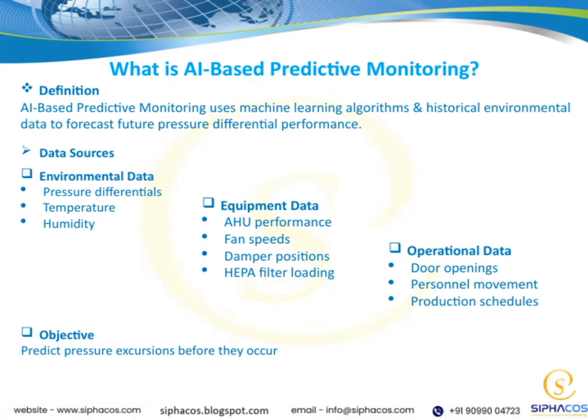Let's look at the kinds of data we're working with for AI-based predictive monitoring. We gather operational data like door openings, personnel movement, and production schedules. Equipment data is just as important. Things like AHU performance, fan speeds, damper positions, and HEPA filter loading. We also collect environmental data: pressure differentials, temperature, and humidity. By combining all this, AI uses machine learning and historical trends to predict pressure changes before they happen, helping us stay ahead of any issues.